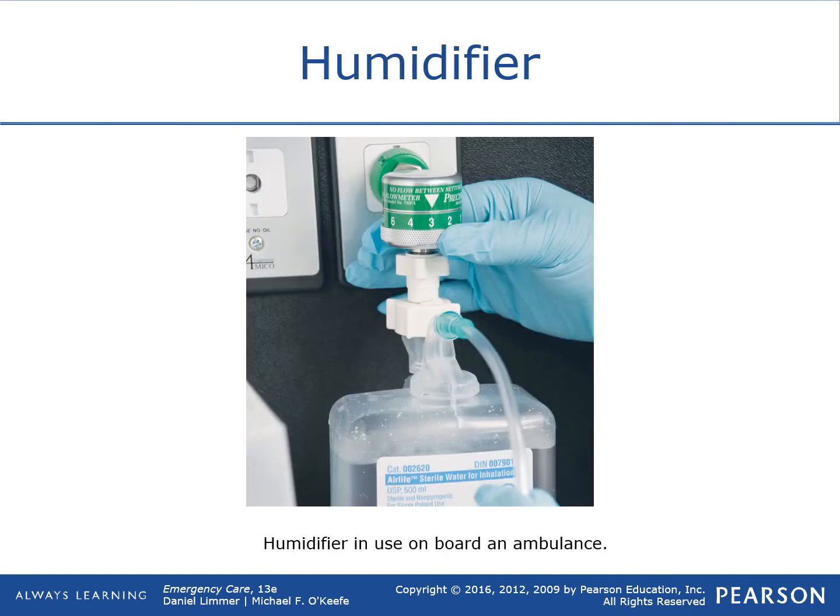So your humidifier is this tank right here. You can see your oxygen tubing connects to it, and then this screws into your flow meter. So he's selecting 3 liters per minute. It's flowing down in here, getting humidified, and then coming out of this port to go to whatever device you're using. It probably was for a nasal cannula.